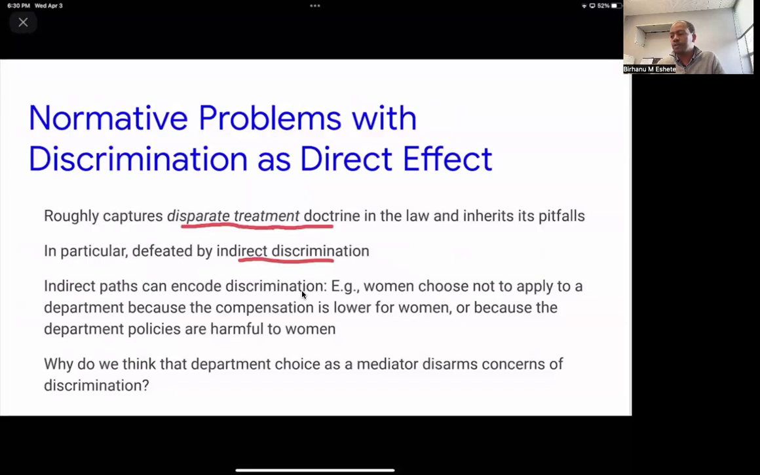For example, women choose not to apply to the department for a completely different reason. For example, compensation is lower for women because the department policies are harmful to women, right? So absolutely, a different reason for discrimination. And why do we think the department choice as a mediator basically disarms the concerns of discrimination, right?